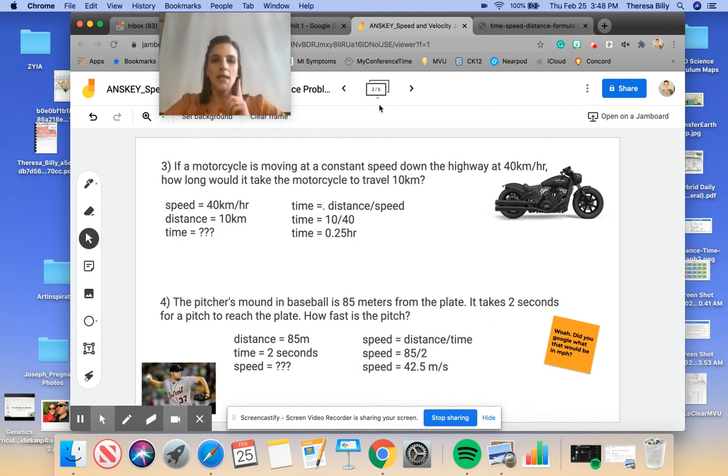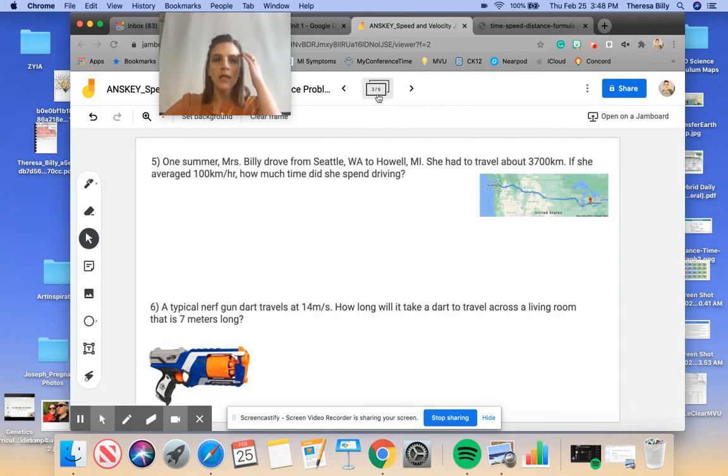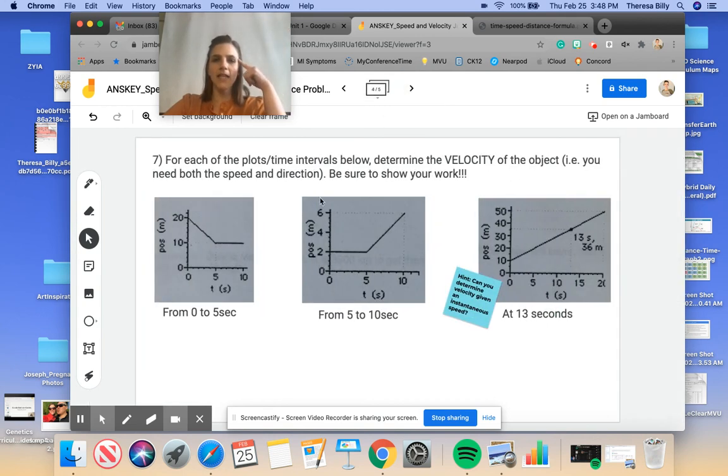All right, that is your help for this Jamboard. You can finish the other problems on your own. Looks like on slide 3, very similar problems. On slide 4, they're talking about velocity, so you're going to do calculating speed very similarly, but then you want to include direction, which is going to be forwards or backwards. All right, let me know if you need any additional help.